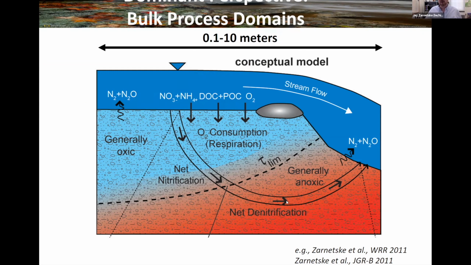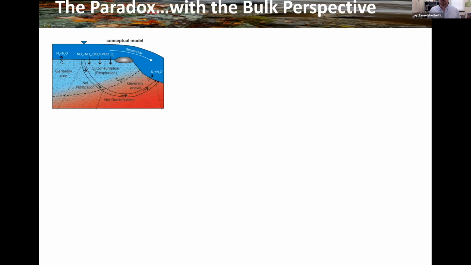Nitrogen is removed through denitrification, oxygen is removed. And these properties are really useful. And this helps us upscale to the river basin. And that's really the work that we did that helped get us to the whole basin scale work. However, there's a paradox when we use this simple bulk perspective.